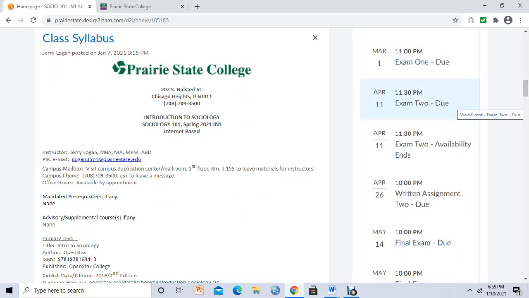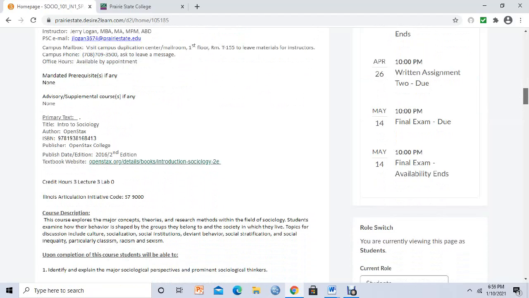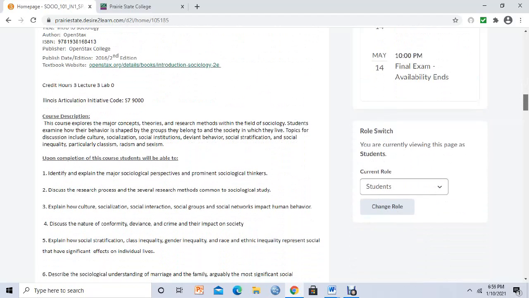All right, so the second exam is open on the 1st, and it's due April 11th. Exam 2 availability is open. So just kind of going over written assignments. This is just the calendars and stuff right now.